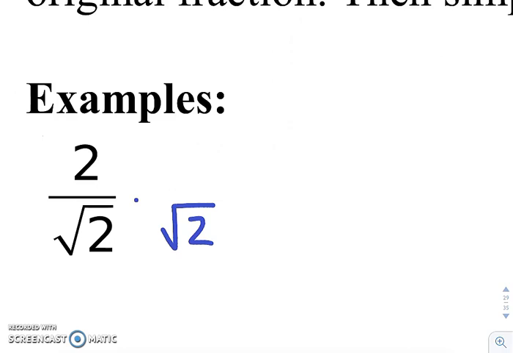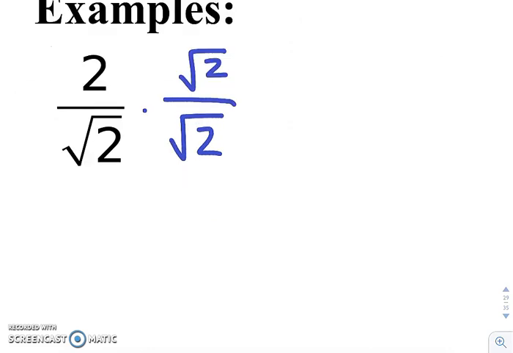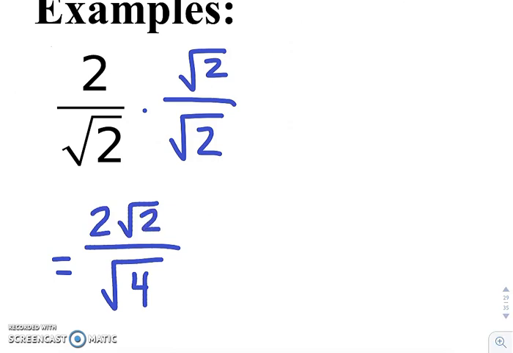But you can't just do that. You have to multiply the whole expression by a value that is equal to 1. So we're altering the way it looks, but we're not ultimately changing the value of it. So on the bottom, the square root of 2 times square root of 2 would ultimately be the square root of 4. On the top, we can't combine them together, so it's just the number 2 times square root 2.